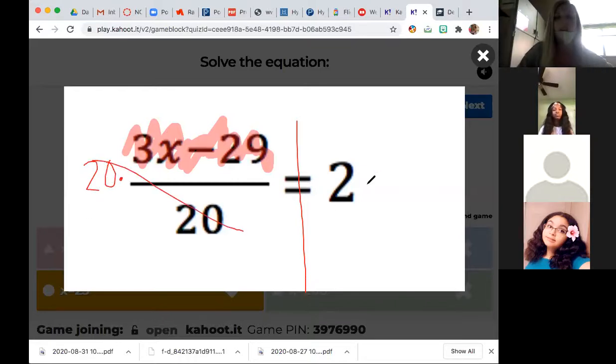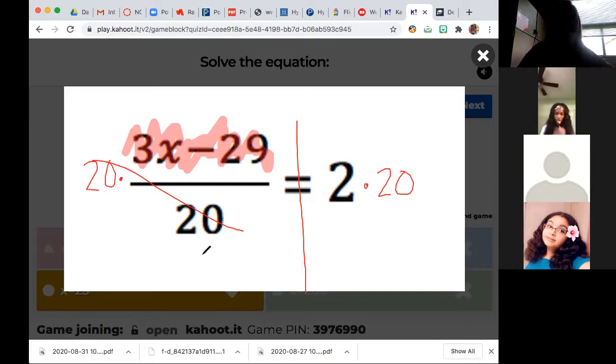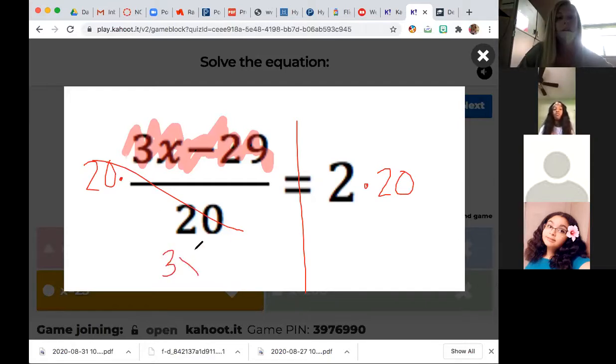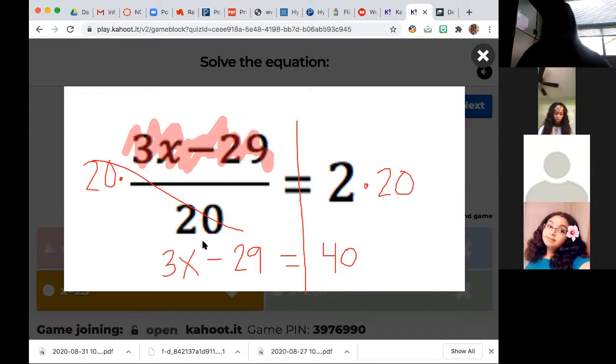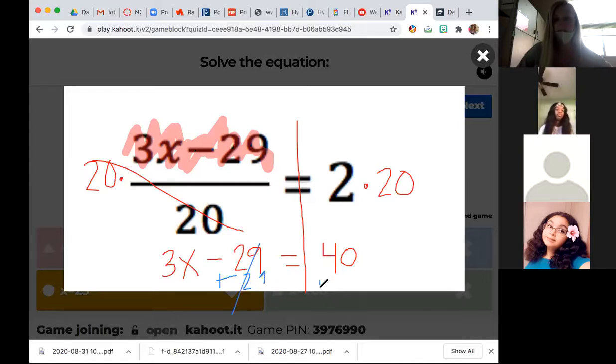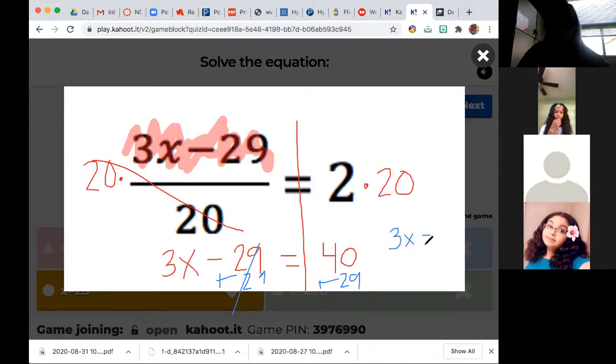So Ashley and Jakiria were saying we got to multiply the 20 to both sides, and those will cancel, right? So now you got 3x minus 29 equals 40. What did y'all do next? Add the 29. You gotta add the 29. Good. So cover up the x again. So this part gets covered, and then we add 29, and you get 69. Good. And then divide by 3. Good. So it's 3x equals 69.